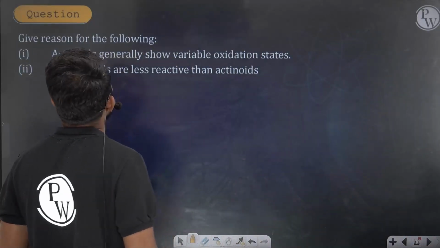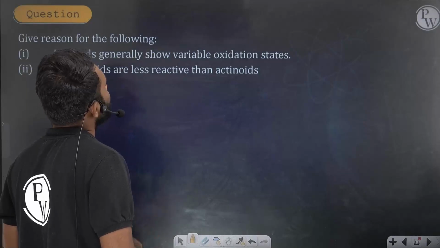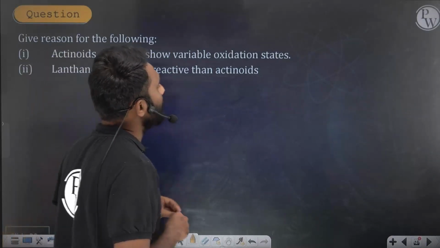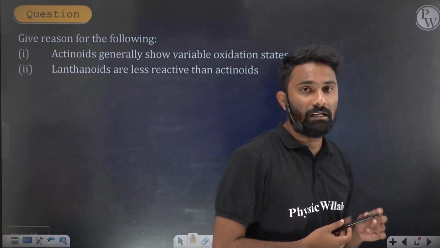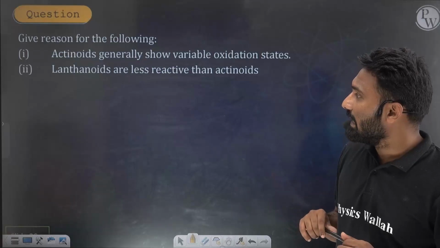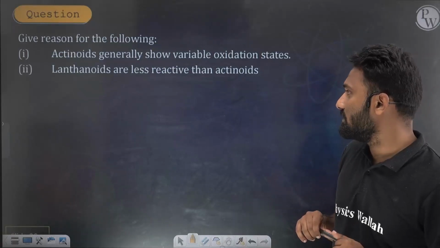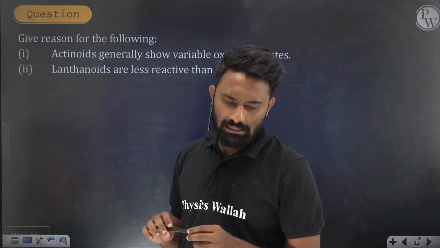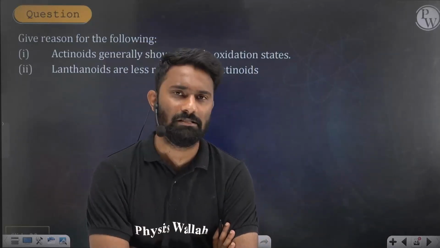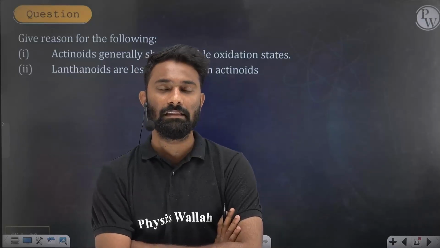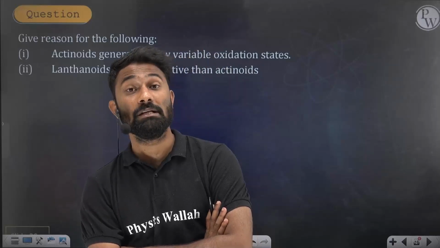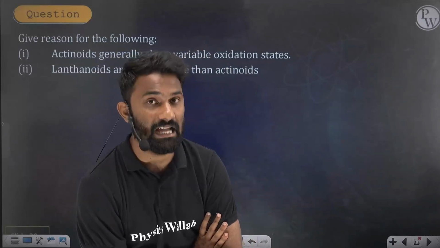Next, give the reason for the following. Actinides generally show variable oxidation states, and lanthanides are less reactive than the actinides. Why? Now, lanthanides generally show the oxidation state of plus 3; the common oxidation state of lanthanides is plus 3. But actinides show plus 3 to plus 7 oxidation states.